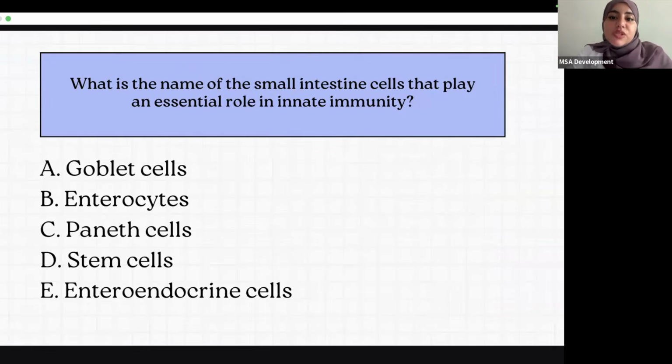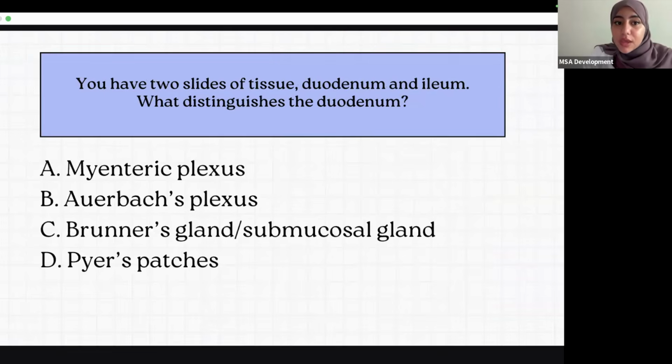Now, what is the name of the small intestine cells that play an essential role in immunity? Paneth cells. Exactly. You have two slides of tissue, duodenum and ileum. Which distinguishes the duodenum?